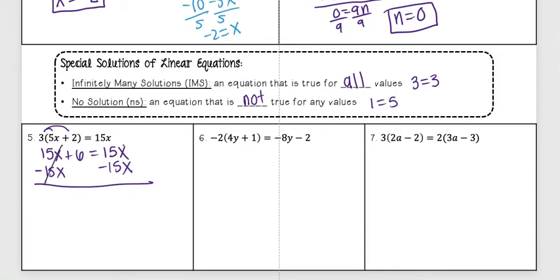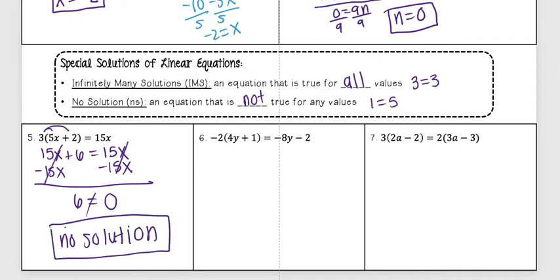And I see that everything actually cancels out. So I get 6 is equal to, well, everything canceled out on this side, so I end up with a 0. Is 6 equal to 0? No, that's not true. So that means this is no solution. Okay, let's try another one.